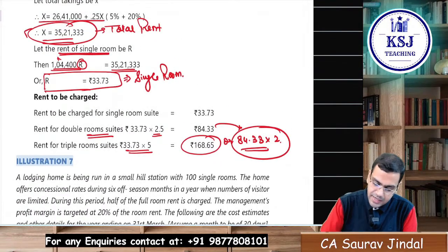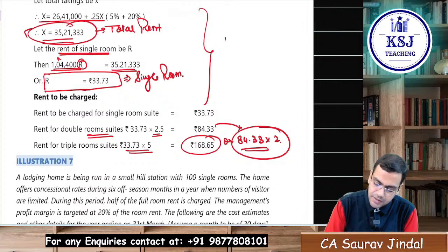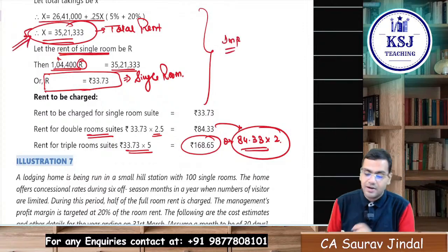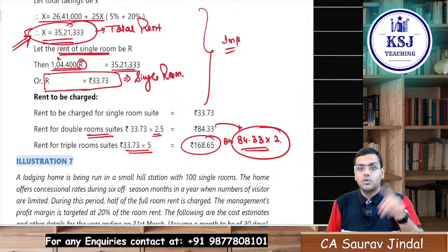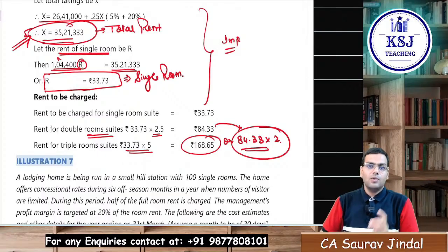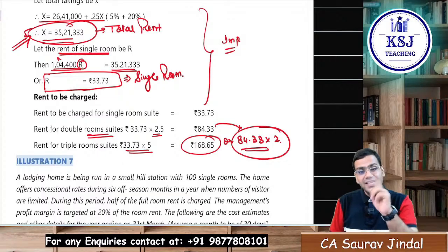This is again an important part here. Please do not leave the question here. This is the total rent being charged from all the rooms. He is asking you to calculate the rent from each category of the room.